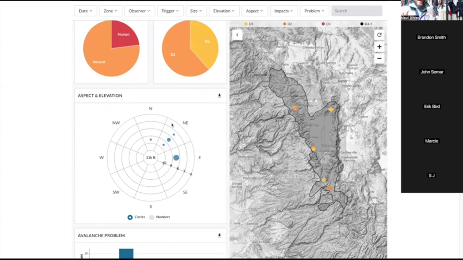So with the problems that we've been seeing here in the Sierra, and then looking at that forecast we just looked at, you can see that our avalanches, and this is kind of a heat map, are all happening on north and east aspects in the past month.